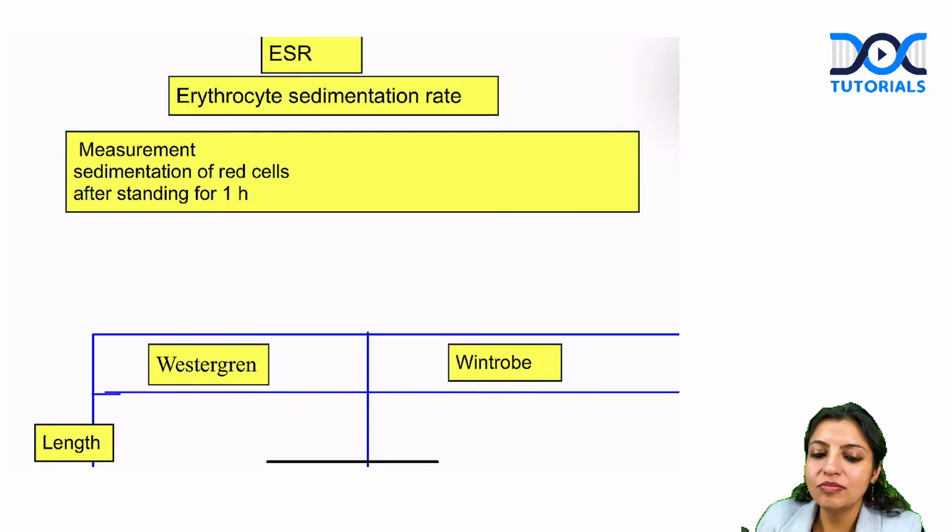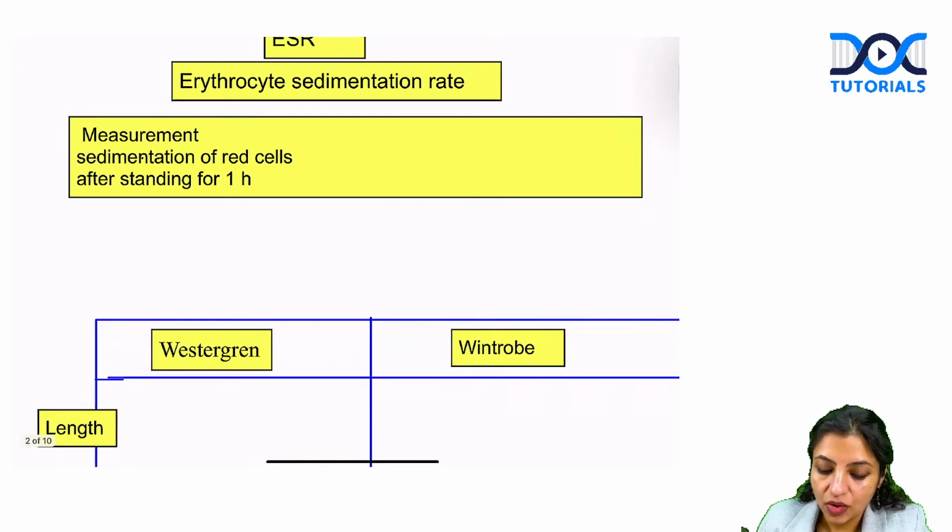So you have to let the blood stand, and after 1 hour, you have to see how much red cells have fallen down. So that is what is called erythrocyte sedimentation rate. So that has to be very, very clear, and everybody should be able to understand that. That is the erythrocyte sedimentation rate that you have to be super clear with.